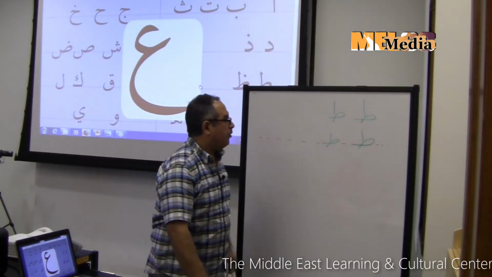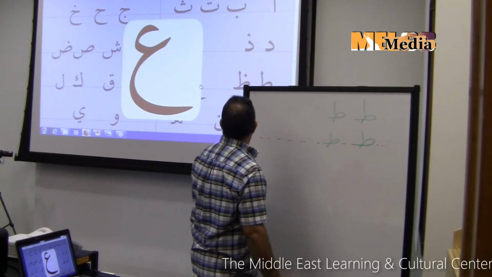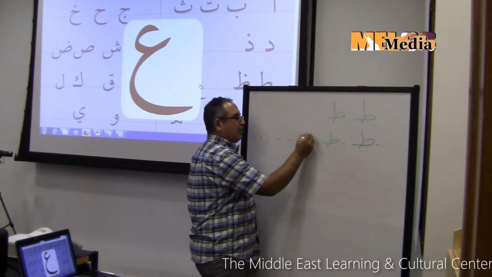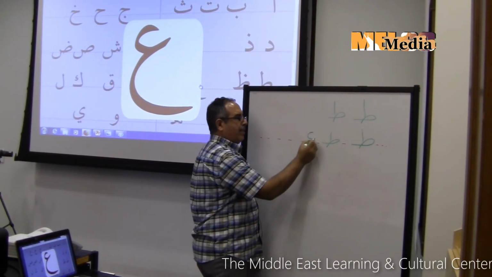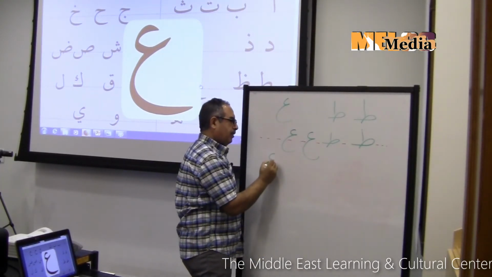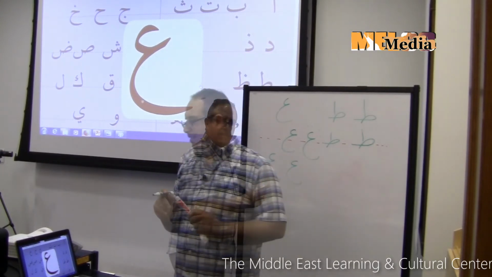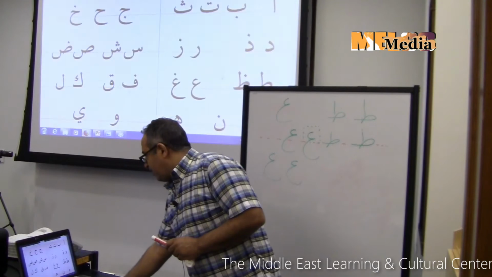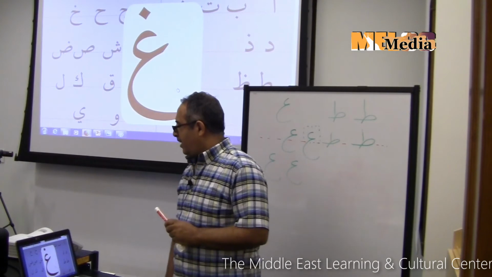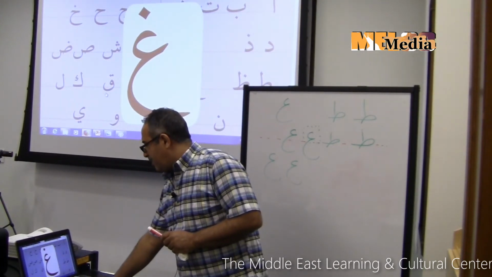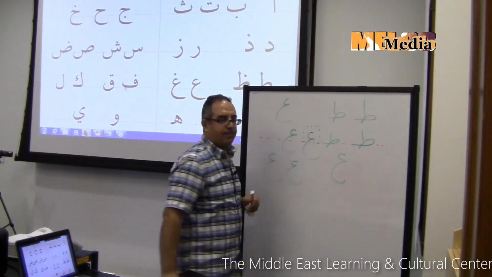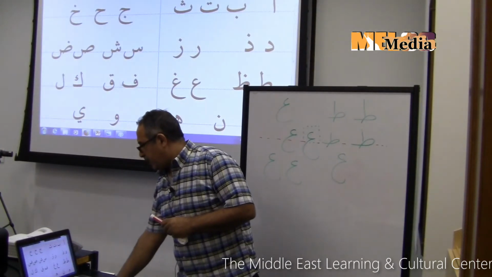Now we have ayn. It is like half a circle, small one, and then bigger one, just like that. Small one, bigger one. Small one, bigger one. Good. This one is ghayn. Okay, and we write it the same way, just small and big and a dot. Right?